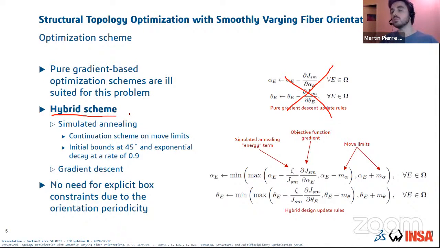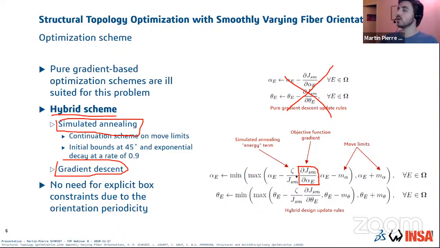Instead, what we'll be using is a hybrid scheme with 2 parts. One part is inspired from stochastic optimization, from simulated annealing, and then there is a gradient descent component. The update rule looks like this, where we have the gradient term here, and this term right there, a normalized term, which is the simulated annealing energy term. It will be responsible for the size of the steps that we take as we optimize the design variables alpha and theta. So the gradient gives us the direction, and the simulated annealing energy term gives us the size of those steps.